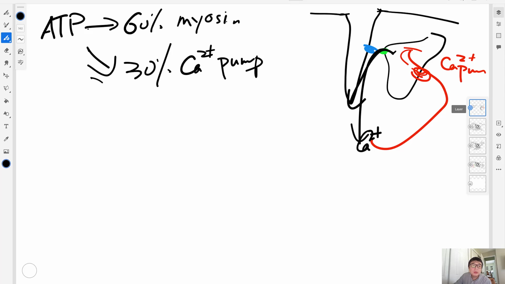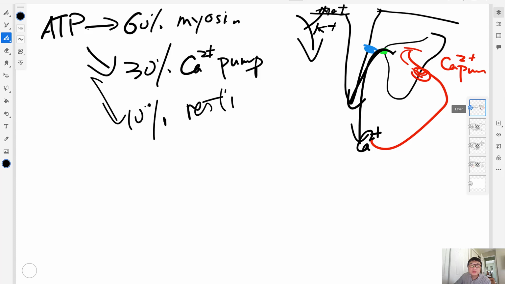Then we have about 10% left. What's the 10%? You have an action potential here. When you generate an action potential, you always have to have the resting potential, and the muscle resting potential is minus 80, I think, or 90. To maintain this resting potential, you have sodium out and potassium in, and 10% of ATP is used to maintain the resting potential.